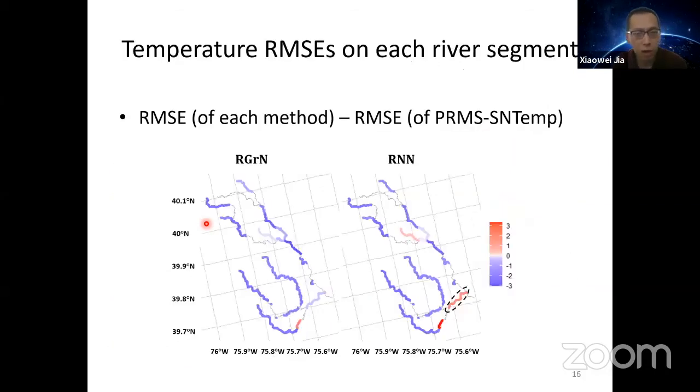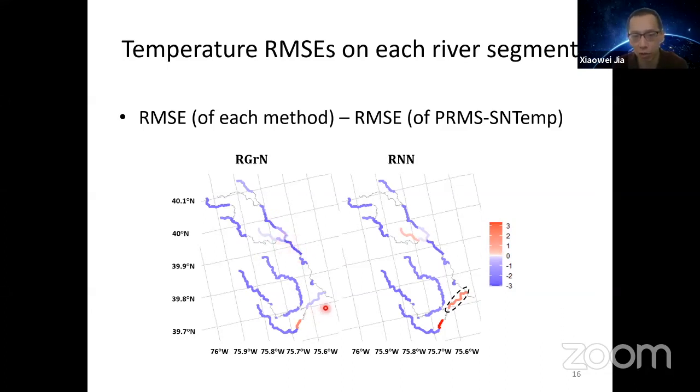And here we show the distribution of prediction error across different river segments in this river network. The left side is our proposed recurrent graph neural net, and the right side is the standard recurrent neural net. Here the darker blue color means better performance, and the darker red color means worse performance. So in general, we can see for most river segments we have a darker blue color.